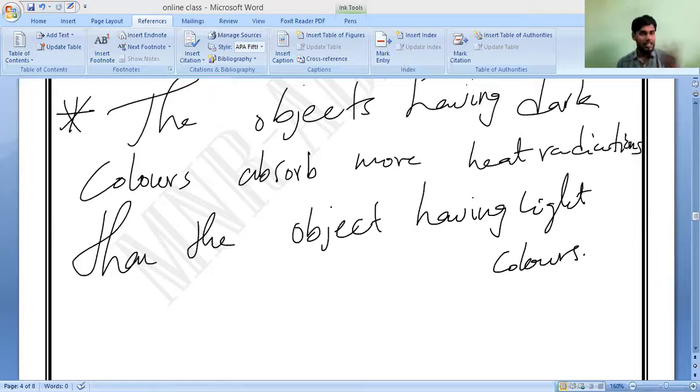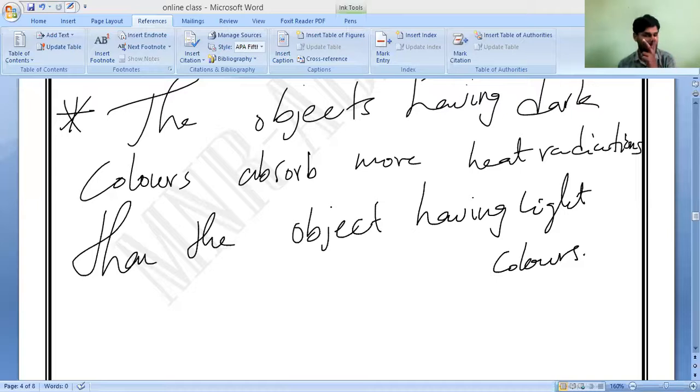Now, we will describe an activity to show that objects having dark colors are better absorbers of heat than objects having light colors on the same surfaces. Is it okay? Okay. In this activity, we will take two objects. One is a black painted tin can, an example of a dark colored object, and another one is a white painted tin can.